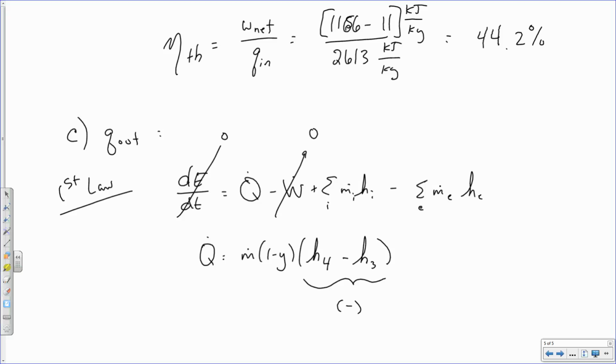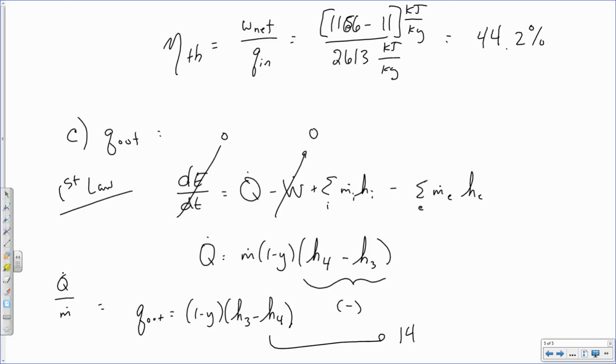So if we say Q, which is equal to Q dot over M dot, don't forget, so I bring the M dot over to the other side, and I call Q out positive, then I can swap H3 and H4 with one another, or just keep the absolute value of what I solve for. 1 minus Y, times H3 minus H4. Q out turns out to be 1458.4 kilojoule per kilogram.